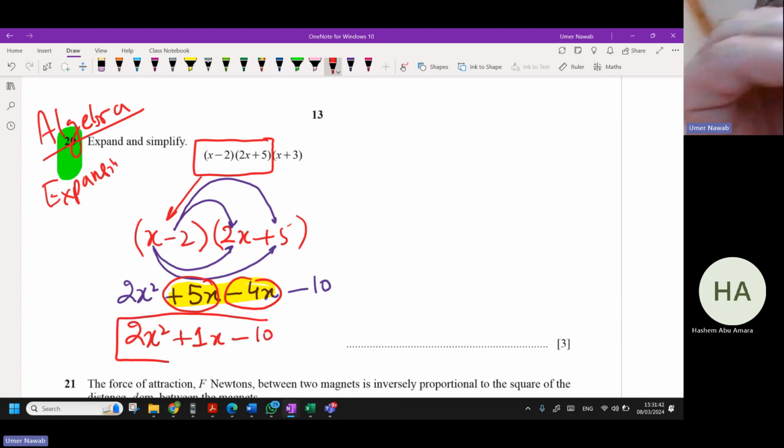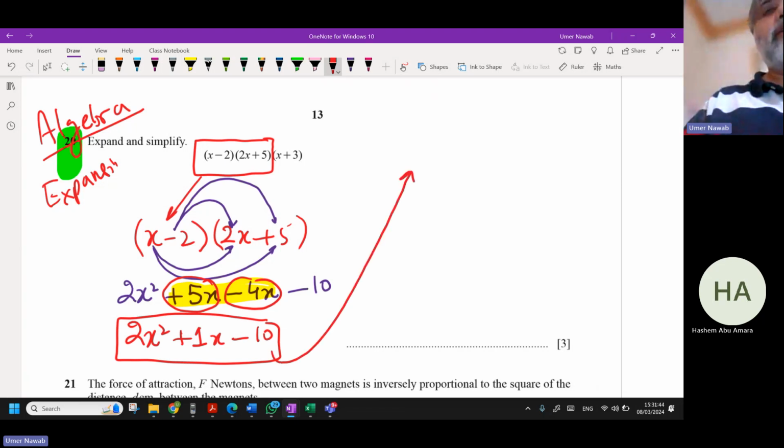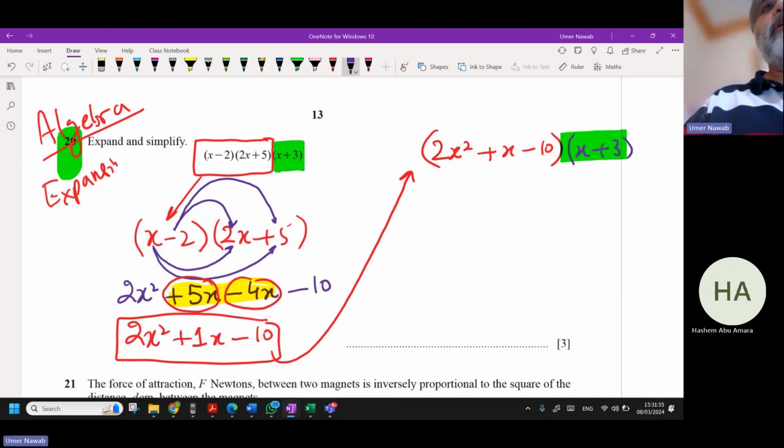Mr. Omar, I am done. Okay, can you copy it here? 2x squared plus x minus 10. And still, I need to multiply this with x plus 3. Bravo. So what happened, guys? In this yellow part, the two linear factors are multiplied, and I got a quadratic factor out of this with the expansion of brackets. Now, I will repeat the procedure.